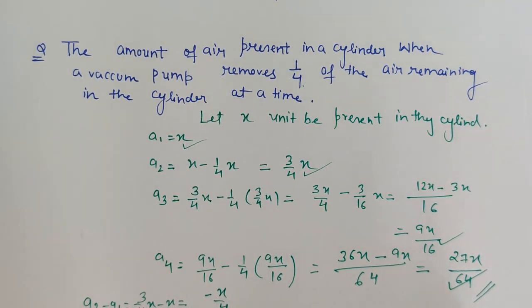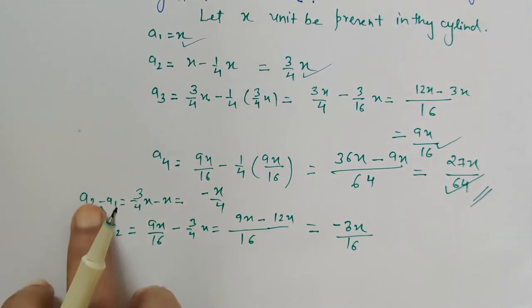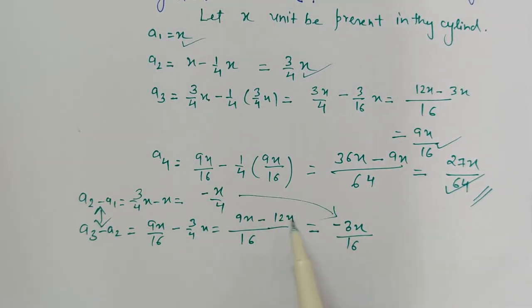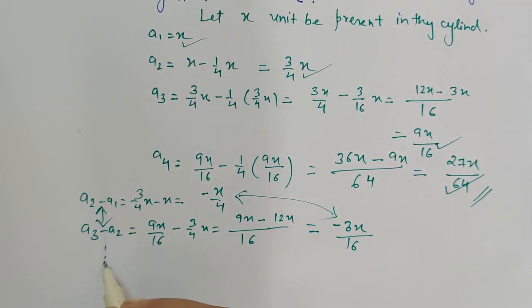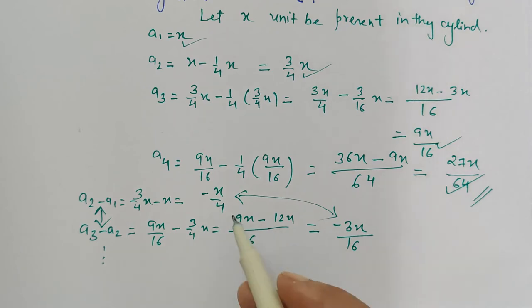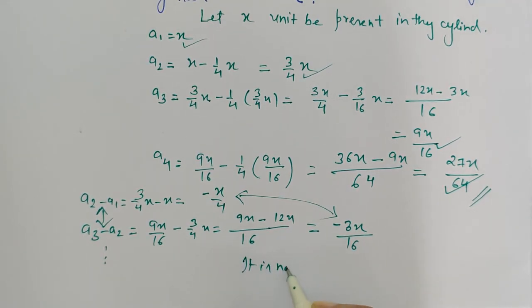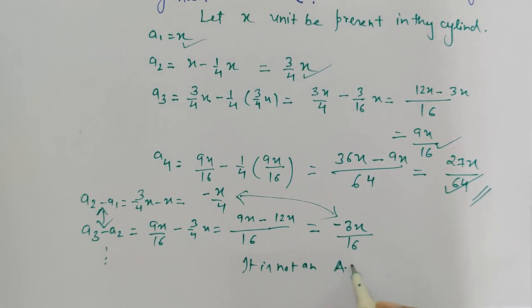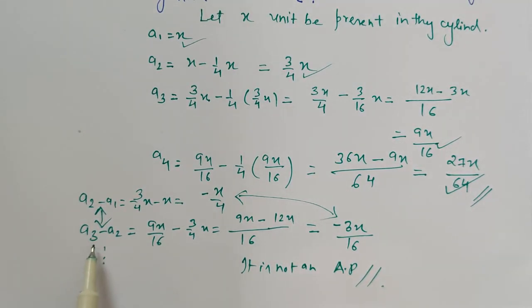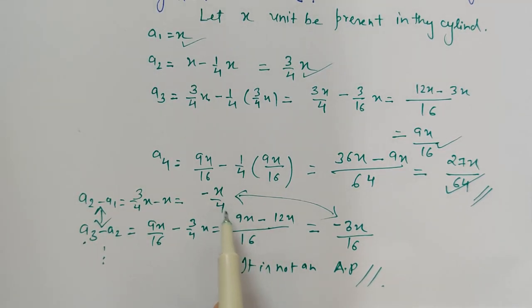So in this itself it is very clear that the common difference is not coming the same. Even if you go further, it will be a different answer, and the first different answer itself decides that the given situation does not form an AP. So it is not an AP, because the difference of the preceding term from the successive term is not the same every time. That's why it does not have a common difference, so it is not forming an AP.